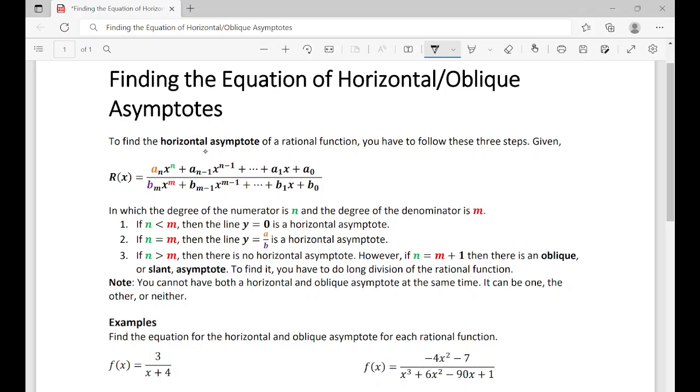To find the horizontal asymptote of a rational function, you have to follow these 3 steps. But first, you got to know what the form is of your equation. The rational equation is going to be given to you something like this. Now this looks really ugly, but don't worry about that.